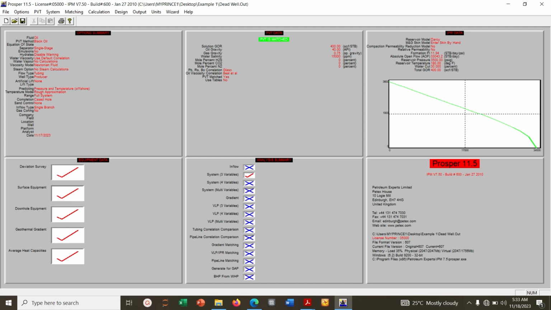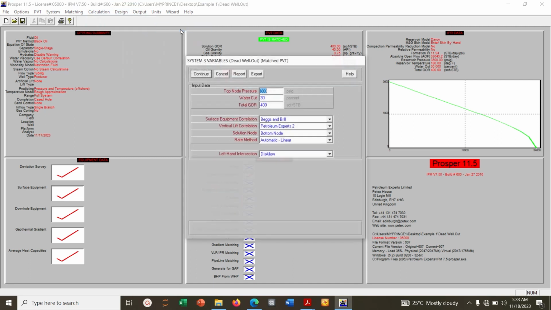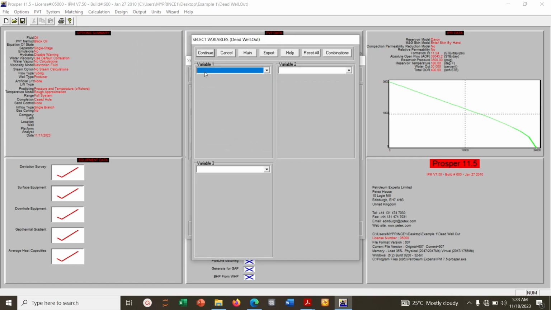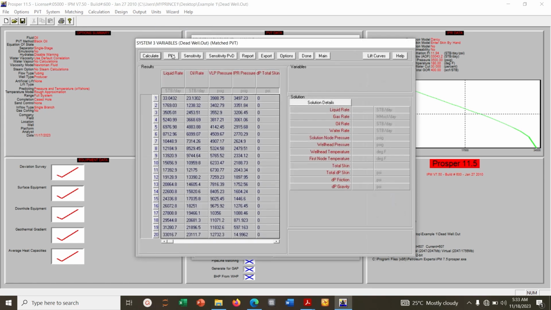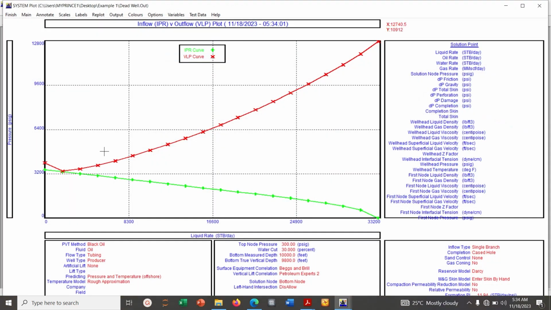Hello everyone. In this video, I will be showing you how to model a gas lifting well using Prosper. This is a continuation of a dead well modeling. After modeling the dead well, we discovered that the well was not running or producing. Let's quickly look at it again.